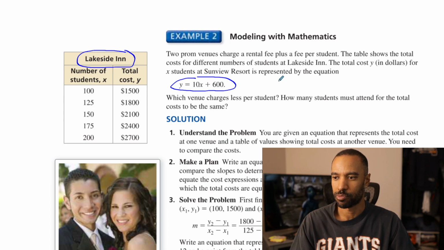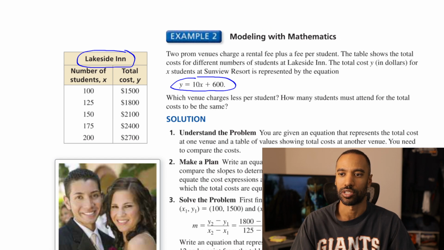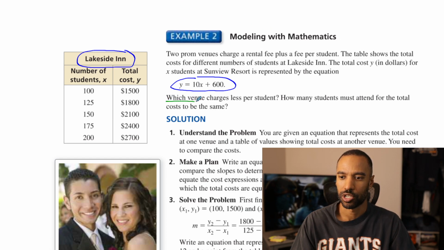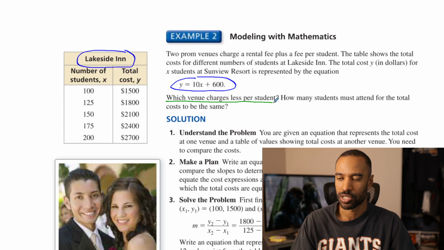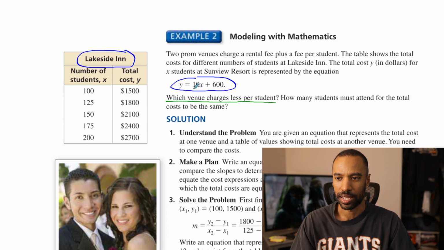Which venue charges less per student? How many students must attend for the total cost to be the same? So that's 2 different questions, right? Once again, first question I'll put in green. Which venue charges less per student? We're looking for rates. Now this one is in slope-intercept form, so they're giving you the rate right now. It costs $10 per student.